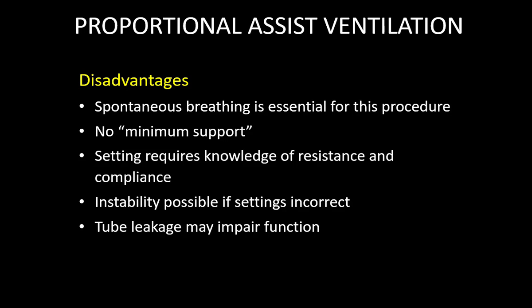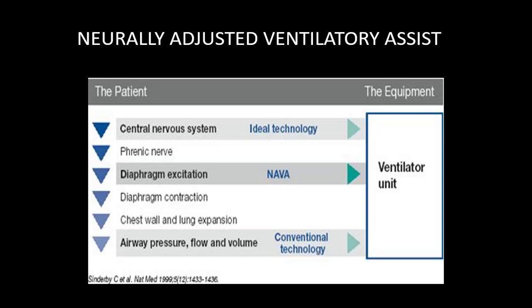Setting requires knowledge of resistance and compliance. Instability is possible if settings are incorrect, and tube leakage may impair function, because tube leakage will give a message to the ventilator that the patient is demanding more and more and more. Because in leakage the flow will go to waste, the ventilator will feel that the patient is taking more. So that can hamper the whole process.